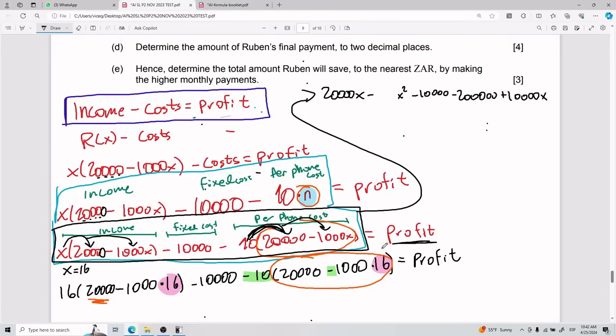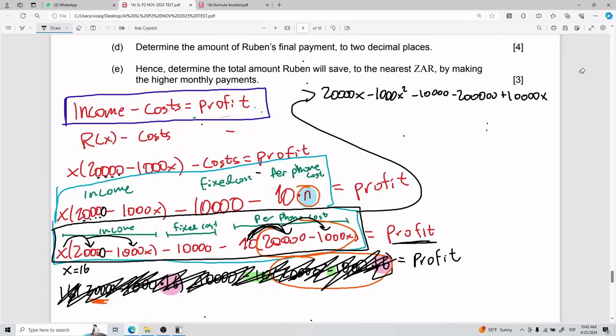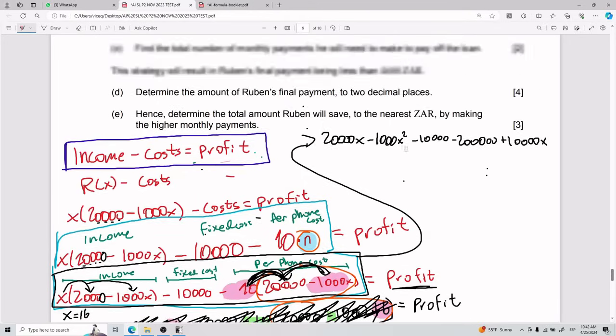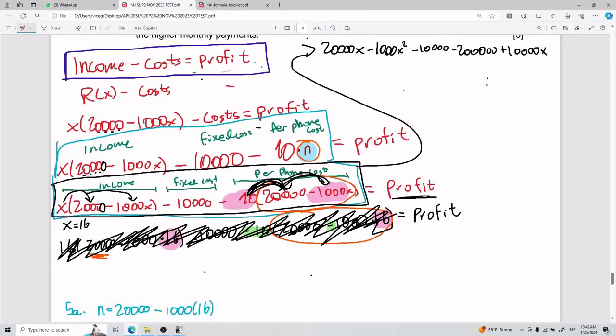Or actually, wait, I'm trolling. That 16 was when we plugged in x equals 16. No, I'm fine. I haven't said anything. I was looking at the wrong side. I'm sorry. But still, this would be plus 10,000x because it's a negative 10 times a negative 1,000. So negative times negative gives positive. All right. Sorry, guys. I think I'm not very concentrated this week in general.